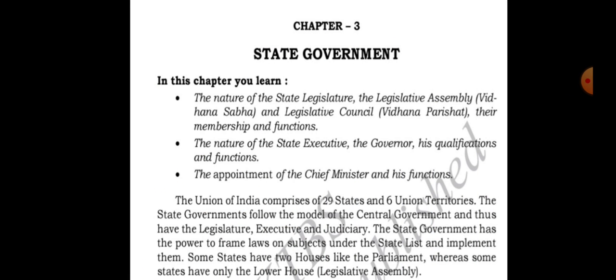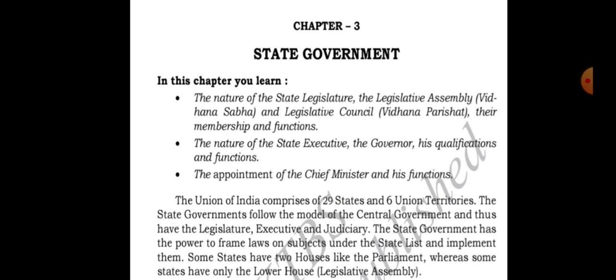In this chapter, we will be studying the three important organs of the state legislature and how it functions. As we all know, the Union of India comprises 29 states and 6 union territories. The state government follows the model of the central government and it has the three important organs. In the previous chapter, we studied the union government. Similarly, here also the state functions through the legislature, executive and the judiciary.